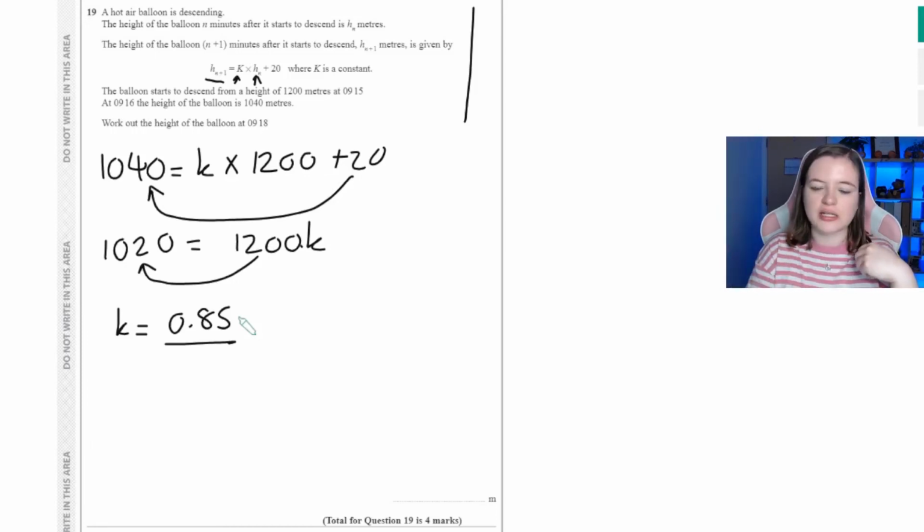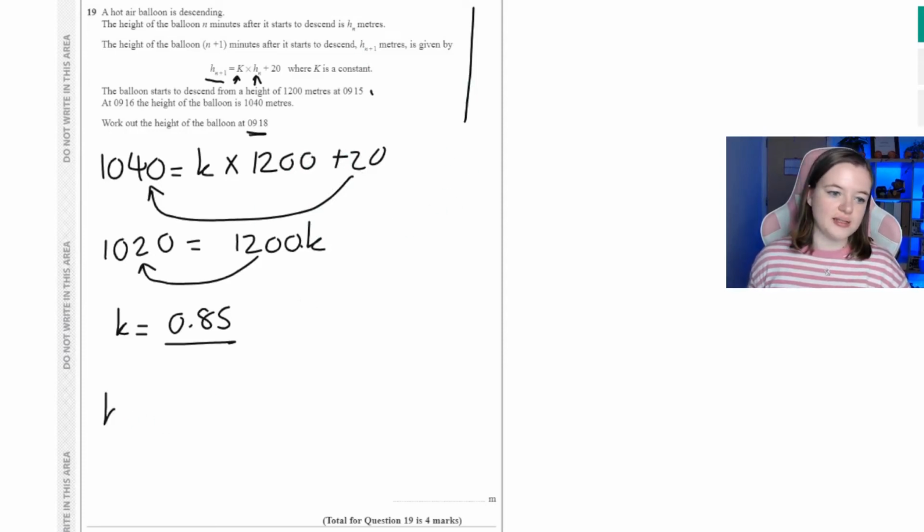So every minute it's losing 15% of its height, right? Roughly, plus 20, with this plus 20. But that's roughly what it's saying. So what we're going to do then is keep working our way until we figure out what 0918 is. So we now know what it is for 0915, 0916, let's do 0917.